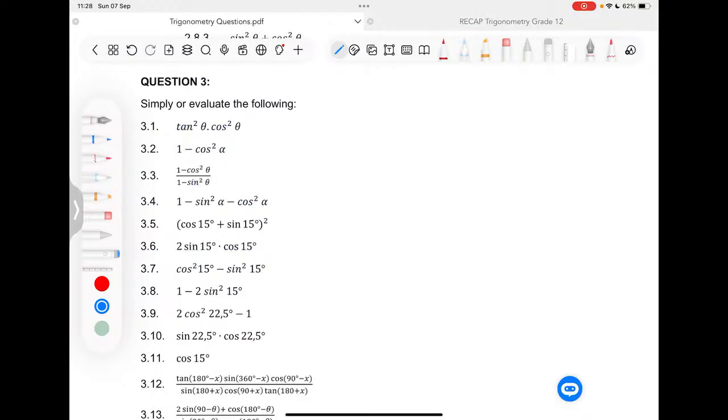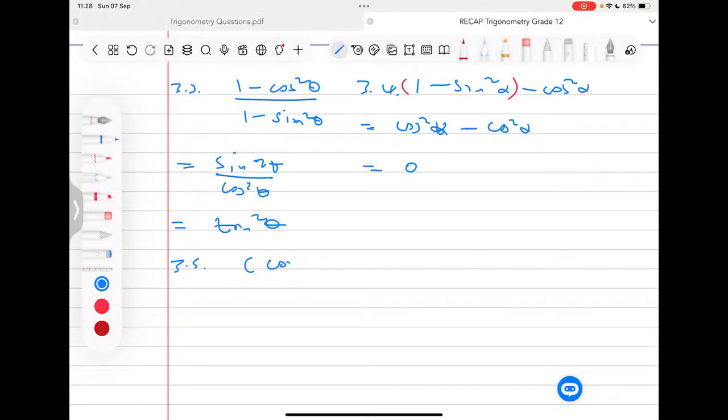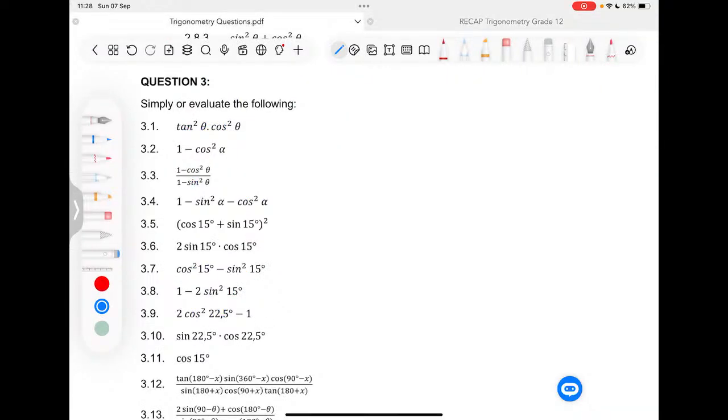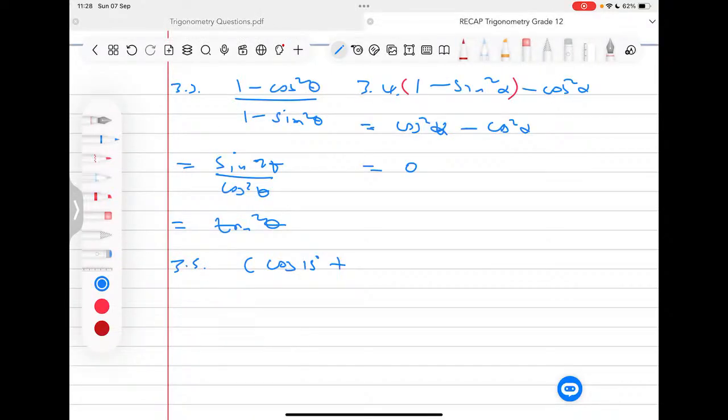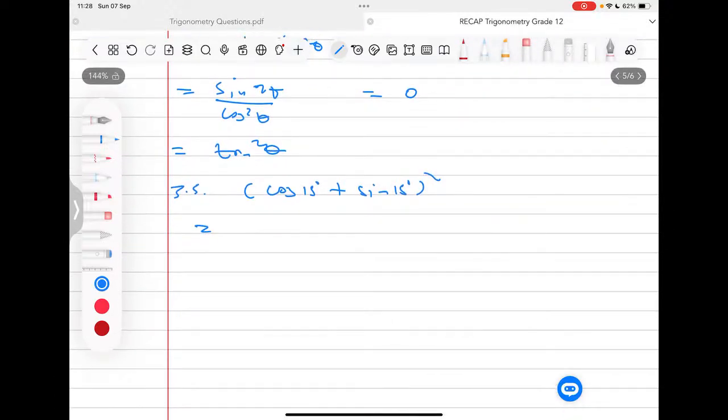We are given here cos and sine of 15 and they're both squared. So we're having a cos and a sine. Is that a positive there? Yes. Positive sine all squared. Now, for me, when I look at this, it reminds me of algebra, right? Where we're having x plus y all squared.